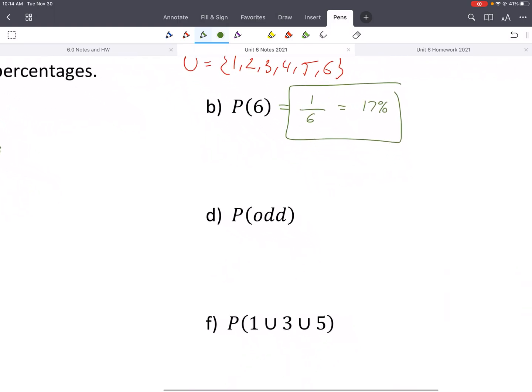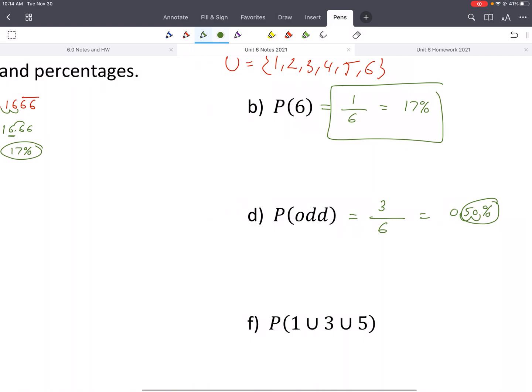All right, what's the probability of rolling an odd? Well, how many ways can you roll an odd? Well, you have 1, 3, and 5. So there are 3 favorable outcomes, and there are 6 possible outcomes. We want to write it as a decimal and then as a percentage. So 0.5 is the decimal, and then we'll move it twice, and we would get 50%. So there's a 50% chance that you would roll an odd.